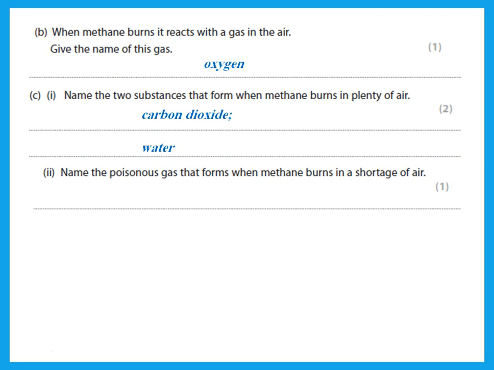Name the poisonous gas that forms when methane burns in shortage of air. We said shortage of air or lack of air. We said what do we get? We get carbon monoxide and water.